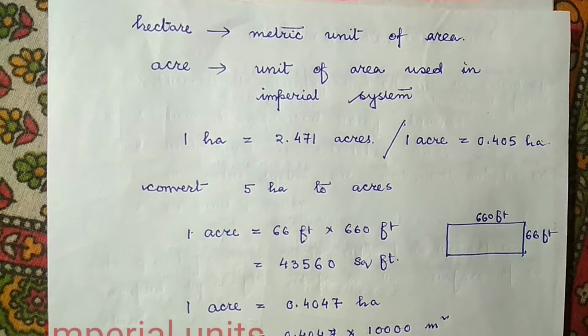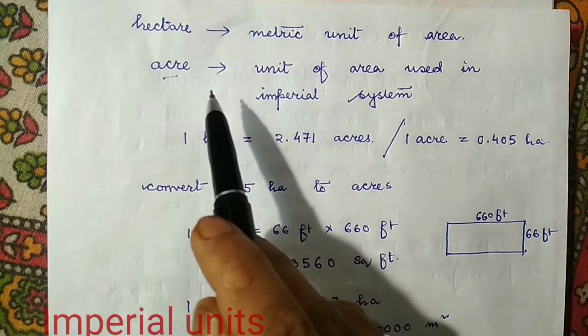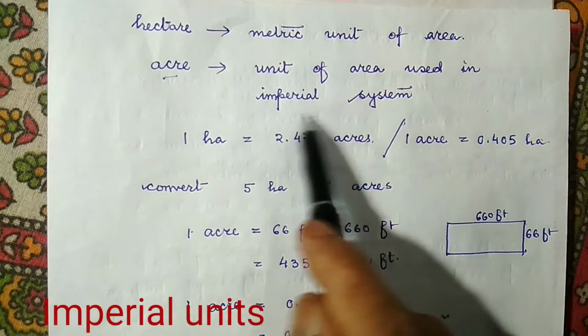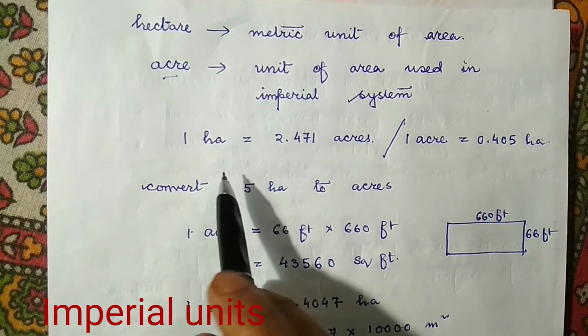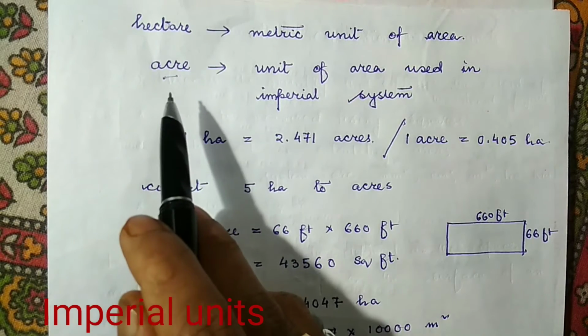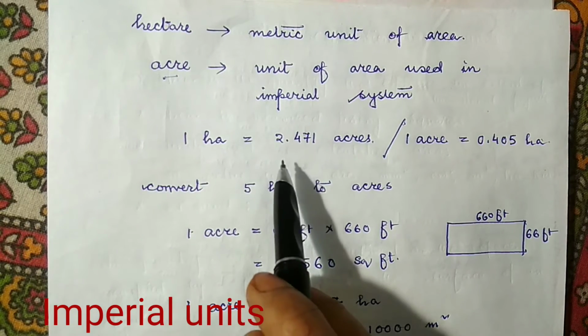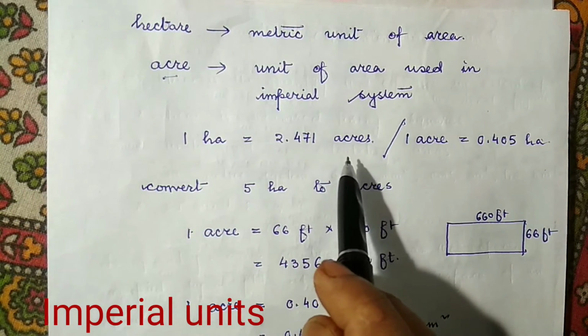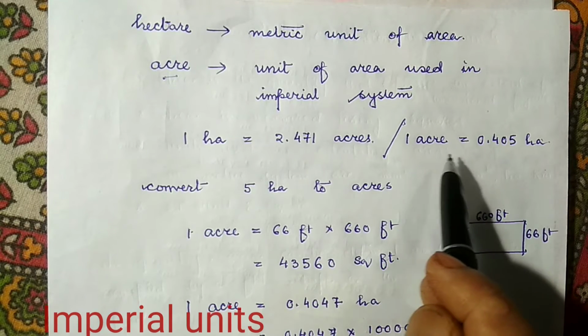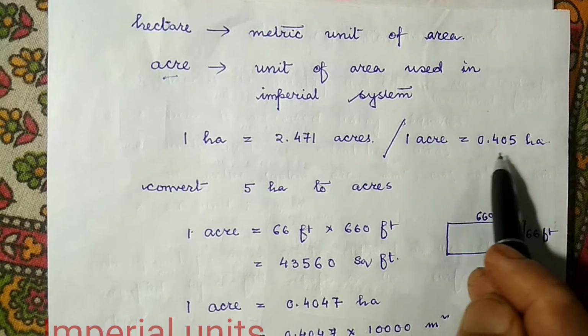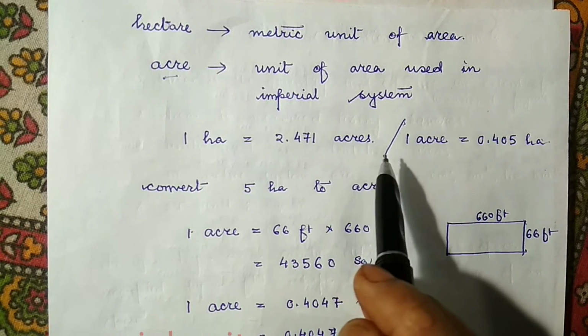Let me show you some imperial units. An acre is the unit of area used in imperial system. So what is the relationship between hectare and acre? 1 hectare is 2.471 acres, or I can say 1 acre equals to 0.405 hectares. Just try to memorize this.